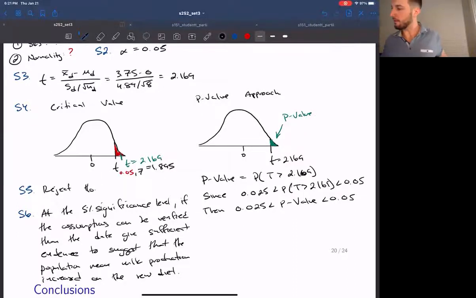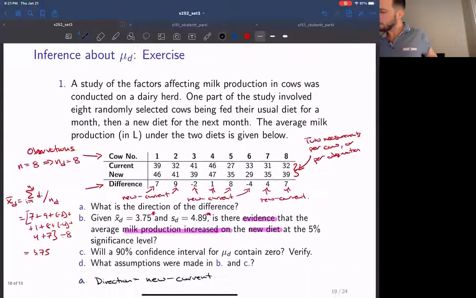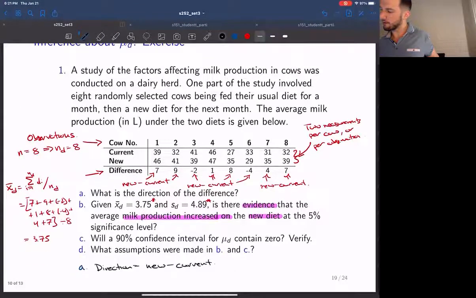Okay, in part C, we are asked to construct a 90% confidence interval. And then in part D, we're asked about the assumptions of each of the tests again. So for part C, we need to build a 90% CI. You'll notice that it says, will a 90% confidence interval contain 0, and then to verify. So we are going to build it, but we're starting off with a question about the structure of the interval. Okay, so let's take a look at that.